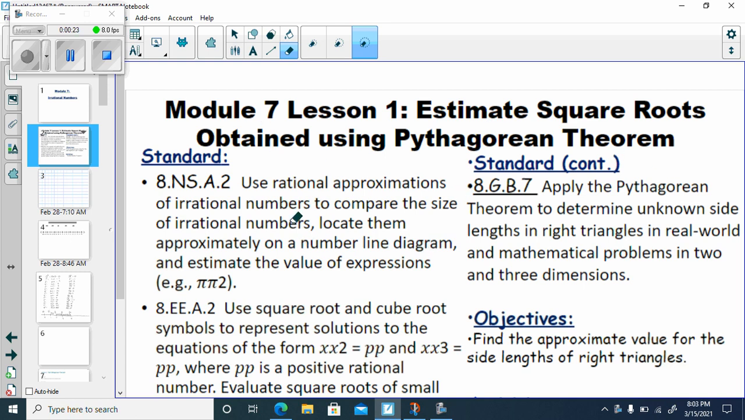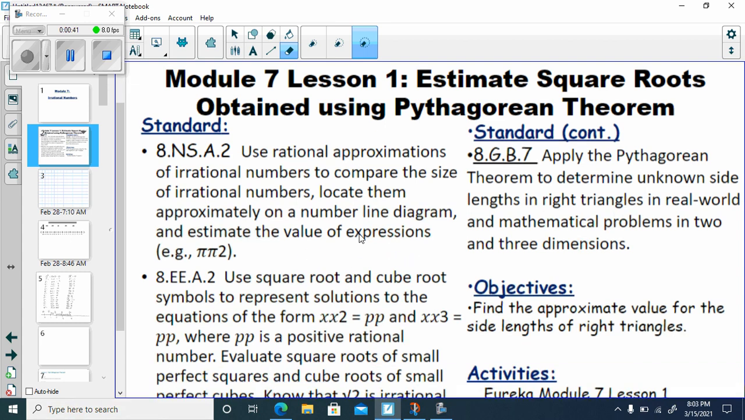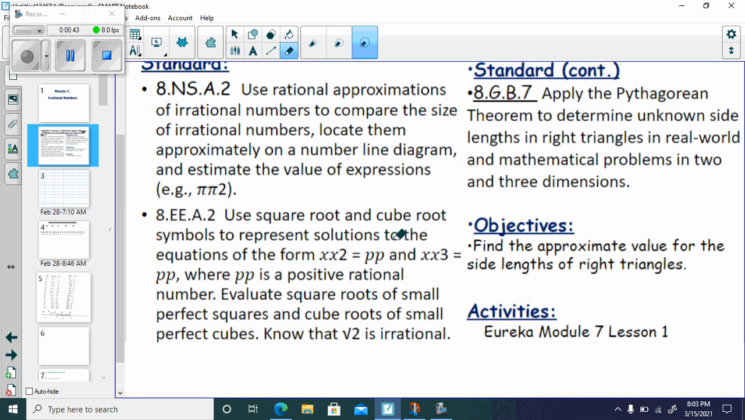Now, we're going to be dealing with this 8.NS.2 standard, where we use rational approximations of irrational numbers to compare the size of irrational numbers like square roots that are not perfect squares. We're going to locate them on a number line and estimate their value. We're going to use the square root and cube root symbols to represent solutions to equations. We're going to evaluate square roots of small perfect squares and cube roots of small perfect cubes, and we're going to know that the square root of 2 is irrational.